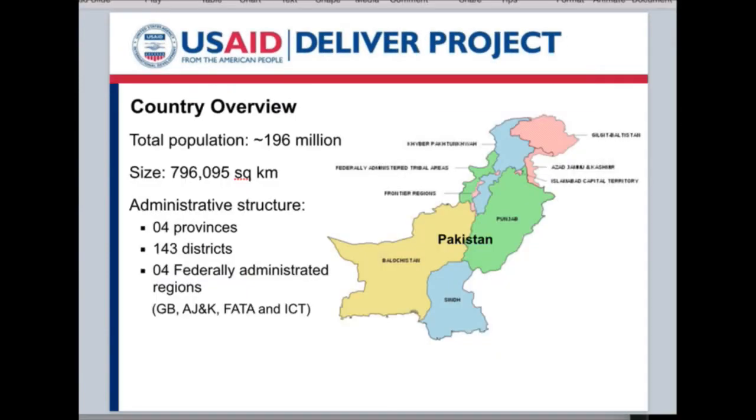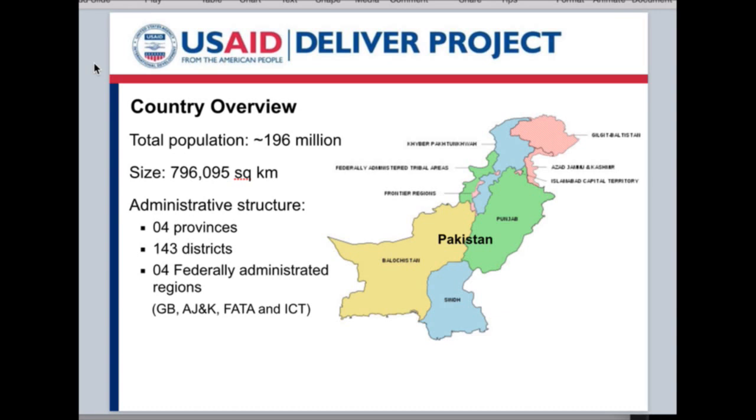Pakistan is a big country in terms of the population. It's 196 million people with more than 50 million live births per year. And there are 4 provinces and 4 administrative areas with 143 districts.